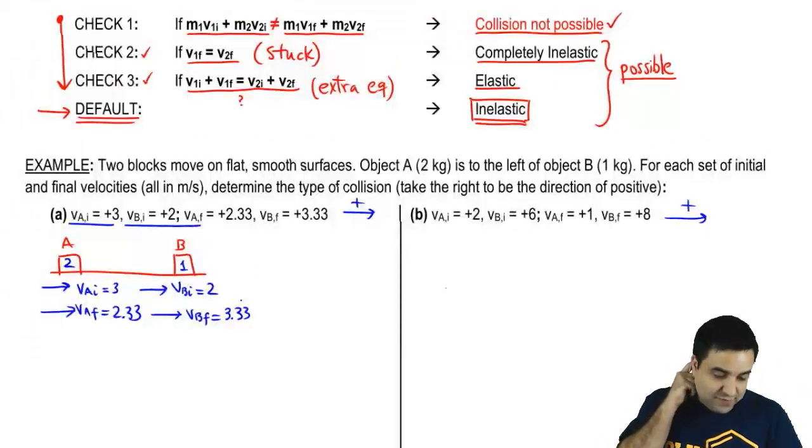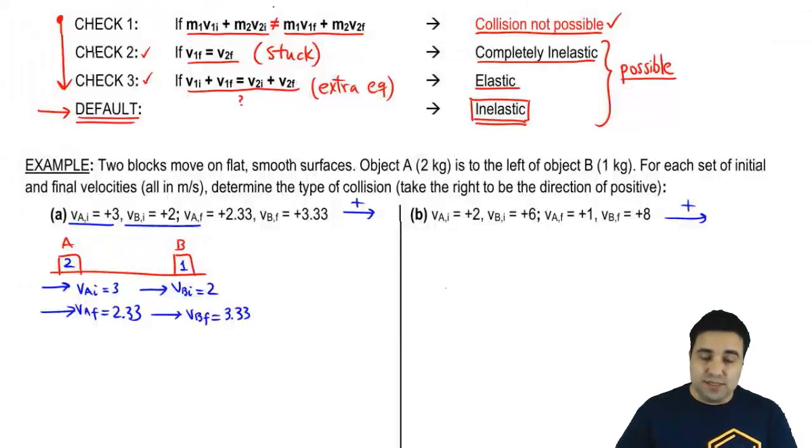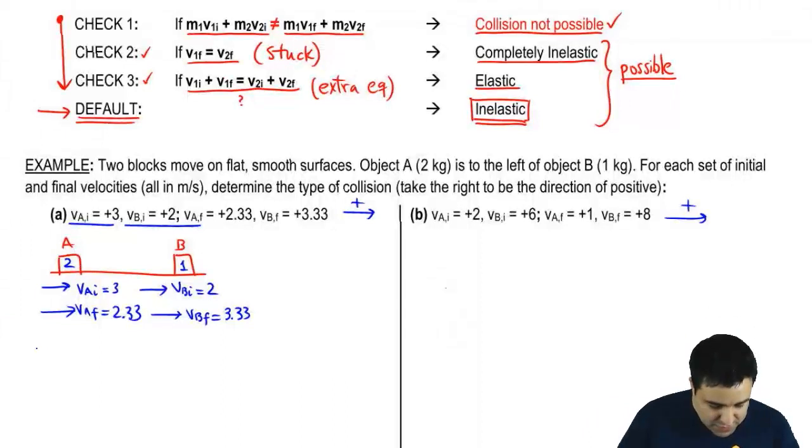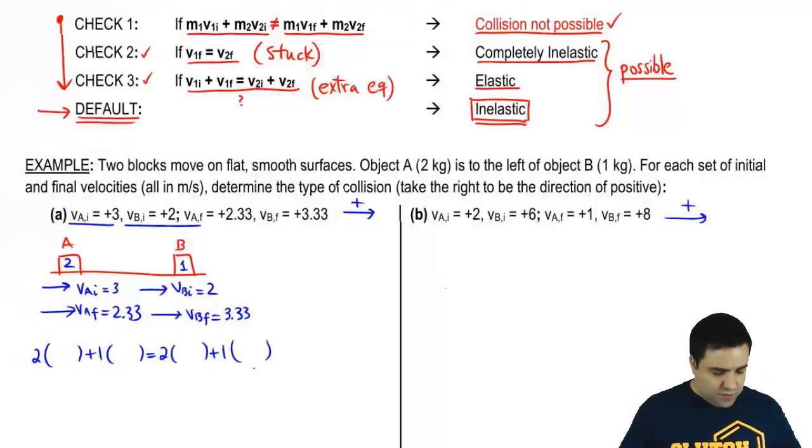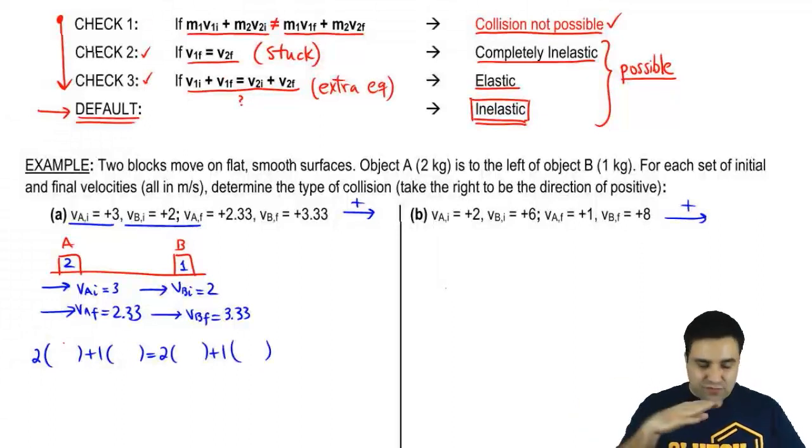And to check that, I have to see that the right side matches the left side of the conservation of momentum equation. M1V1, M2V2. I'm going to just put the masses here: 2 parentheses, 1 parentheses, 2 parentheses, 1 parentheses. If you're solving these questions quickly, you can just do this. You don't have to write M1V1, M2V2.